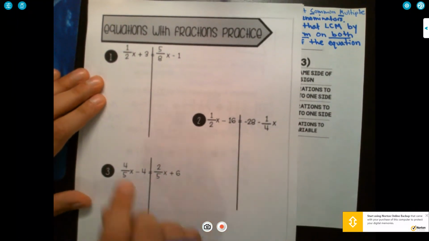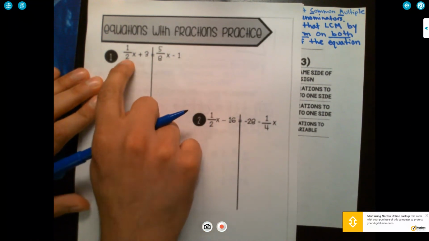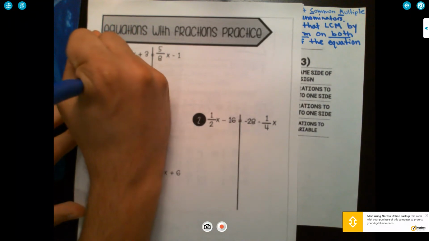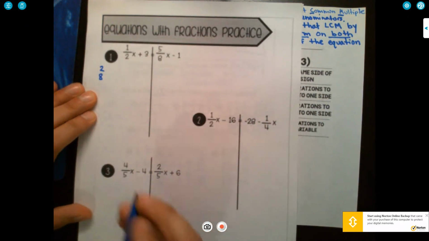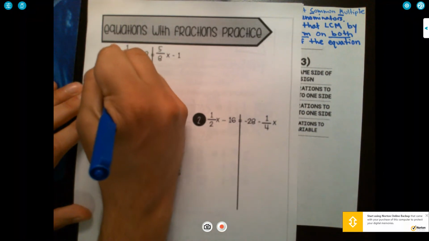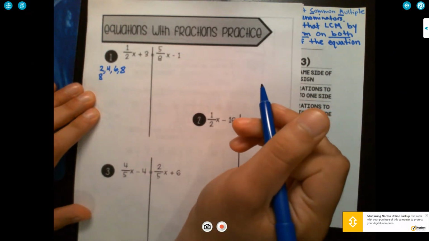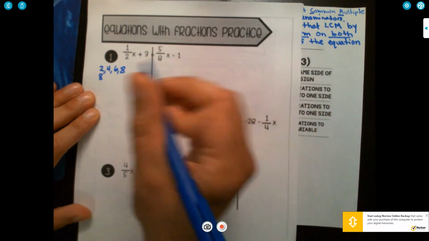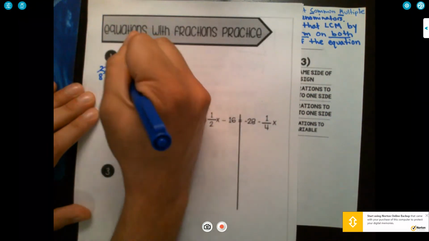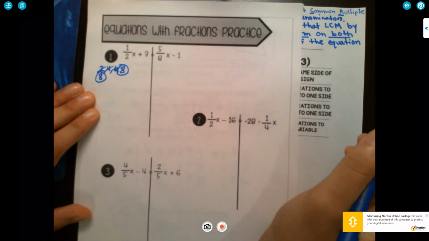All right, so we have a fraction. So we have a 2 and an 8. So I'm going to write down 2 and 8, find the lowest common multiple. So I'm going to write down some multiples of 2. So 2, 4, 6, 8. And we can already tell it's going to be 8. 2 goes into 8 evenly, so that means I can go ahead and mark all this off. 8 is the lowest common multiple.